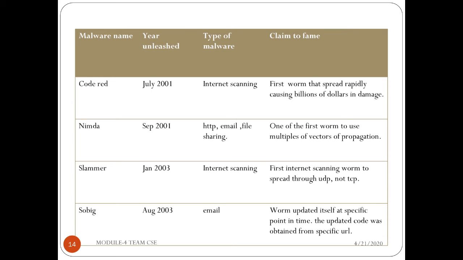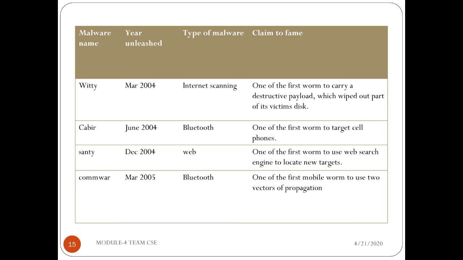Sobig came into existence in August 2003. It is email malware. The worm updated itself at a specific point in time. The updated code was obtained from a specific URL. Next slide, please. Witty, which came into existence in March 2004. It is an internet scanning type of worm, one of the first to carry a destructive payload which wiped out part of its victim's disk. It attacks the hard disk of the victim.